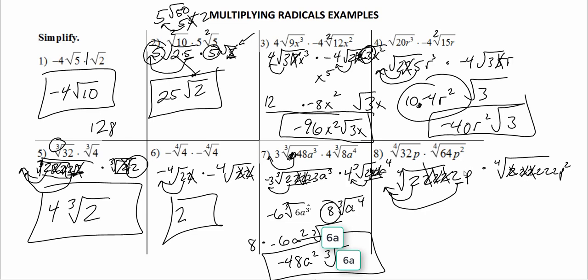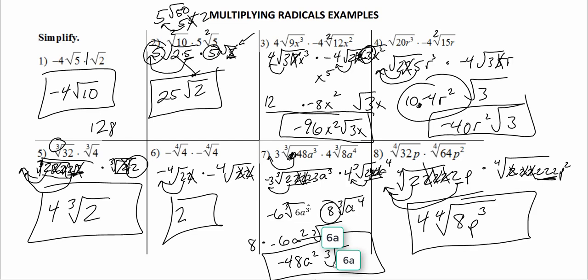How many P's do I have? I only have 3. I can't pull any P's out, so here's my answer. 2 2s came out, made a 4. I have the fourth root left. I have 3 2s, which makes an 8, 2 times 2 times 2. And then 3 P's, which makes P to the third power. That is your answer for number 8.